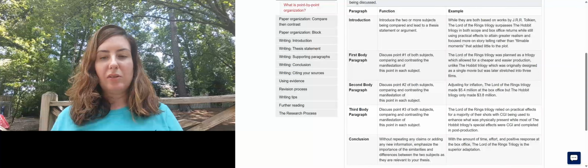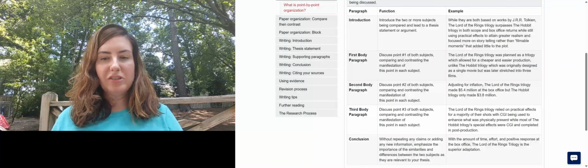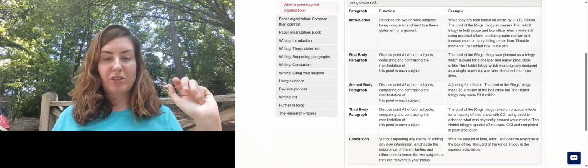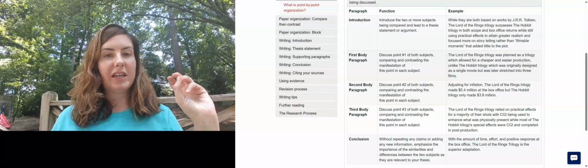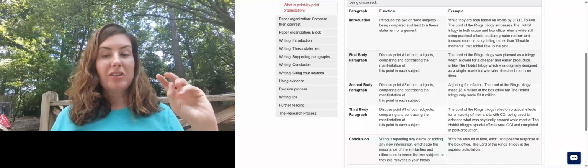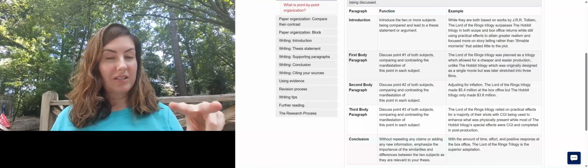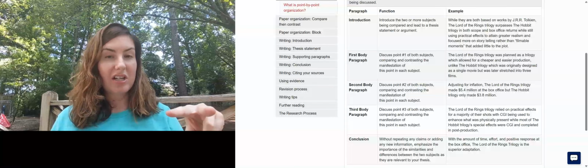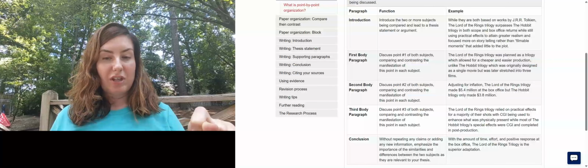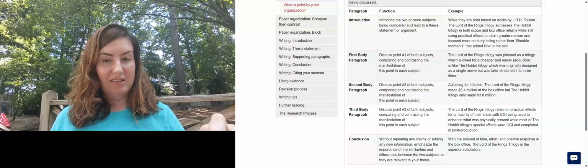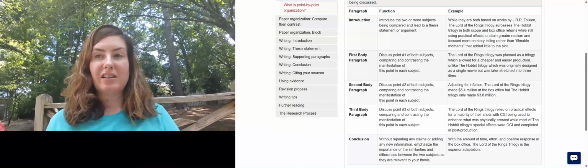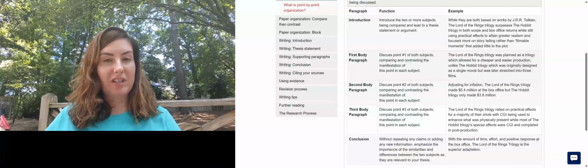So you see the Lord of the Rings trilogy was planned as a trilogy, which allowed for easier production, unlike the Hobbit trilogy, which was originally designed as a single movie and later turned into 3 films. You can see from that topic sentence the two texts that are being explored, compared and contrasted. In our case, it will be the 2 areas of study and what facet of those are going to be compared and contrasted. In their case, it's the production and design, but in our case, it's the design, if you're doing structure, of course, of the articles.